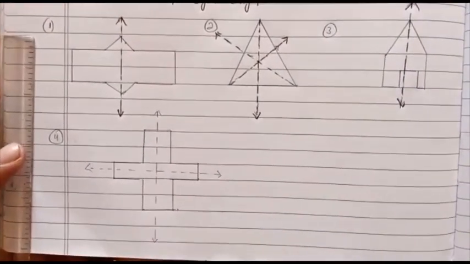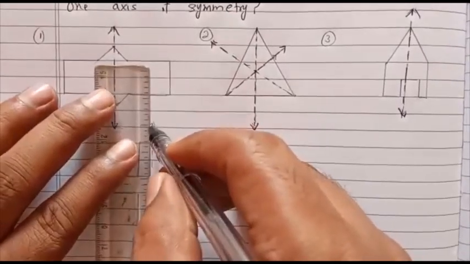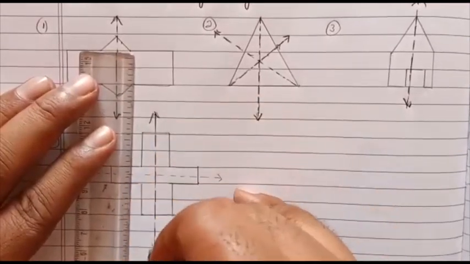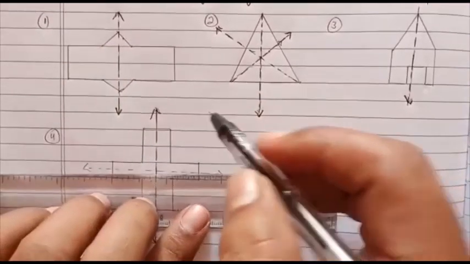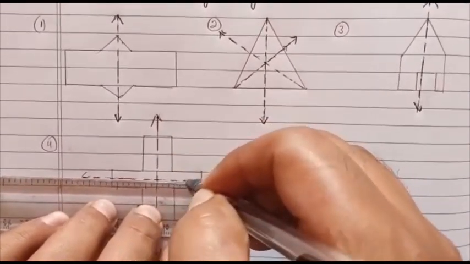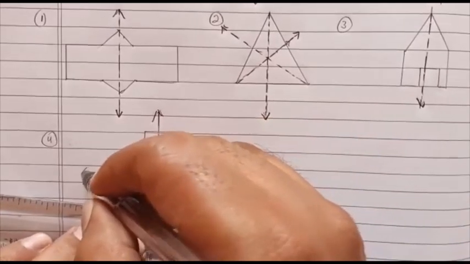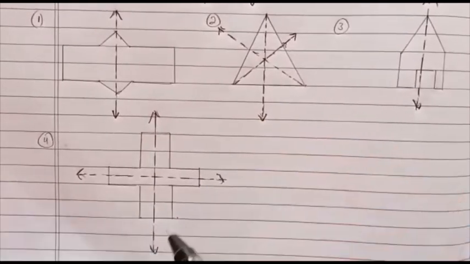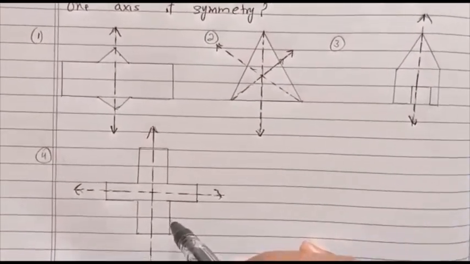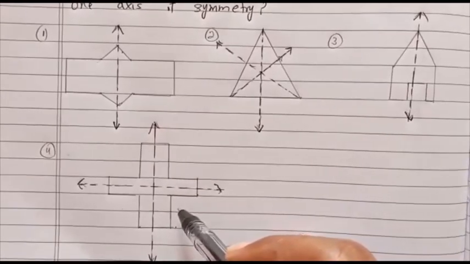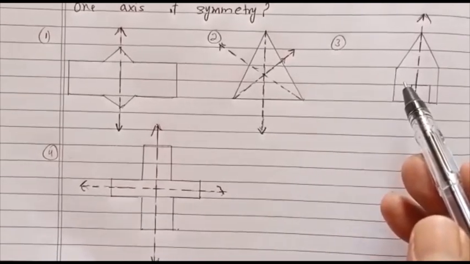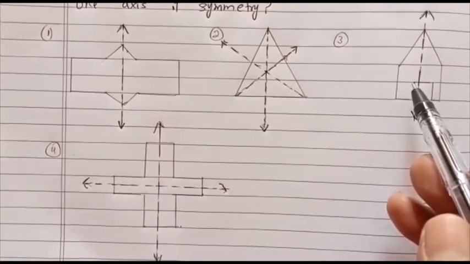Similarly, come to question number 4. In question number 4, we have to draw one symmetry axis like this, and a second one like this. So this has more than one symmetry axis. So in how many figures do we draw more than one? Figure number 2 and figure number 4 have more than one axis of symmetry, and figure number 1 and figure number 3 have only one axis of symmetry.